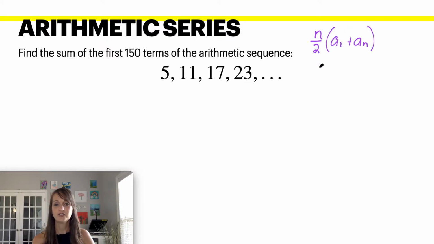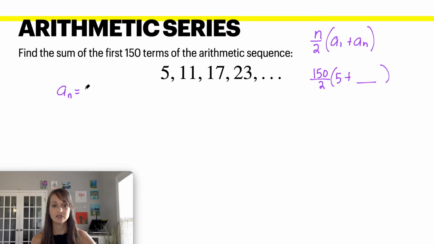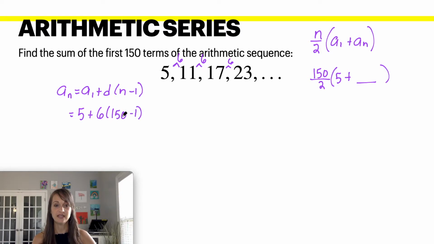So we just learned that the formula is n divided by 2 times the first term plus the last term. Now, we actually know a lot of this. We know that there's going to be 150 terms, and we also know the first term is 5. The problem is we do not know the last term. But in a previous video, we discussed how to find the last term using this formula. We want to know the 150th term. The first term is 5. The common difference is 6. How do we get that? Because it's going up by 6 every time. And then we're looking for the 150th term.